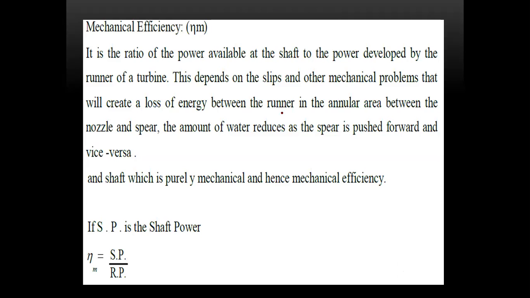Next, coming to the mechanical efficiency. Mechanical efficiency is defined as shaft power divided by runner power. So read the definitions. I will provide the separate PDF file of this PPT so that you can read every unit by seeing this PDF. If you have any doubts, you can see the video also.